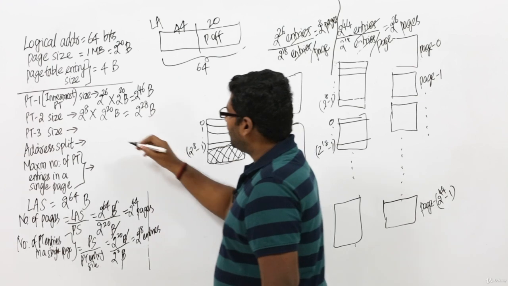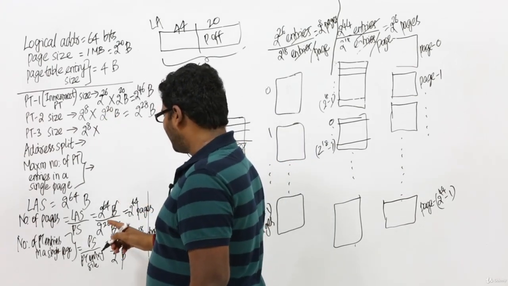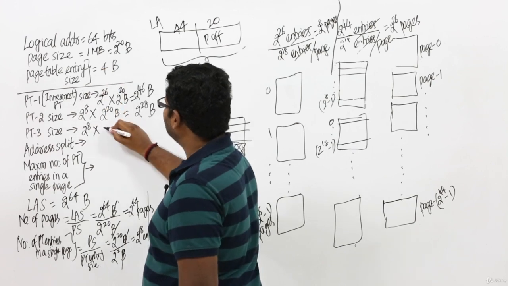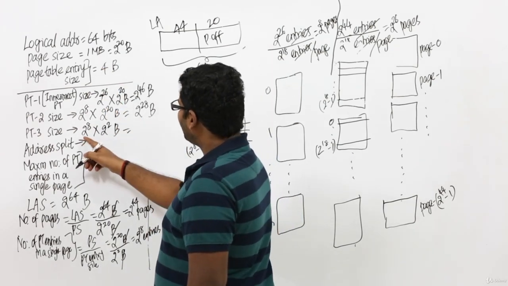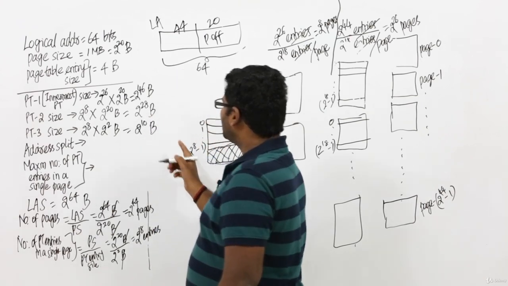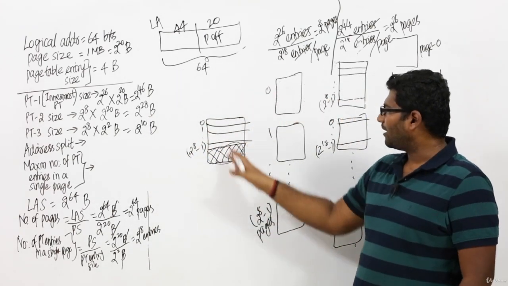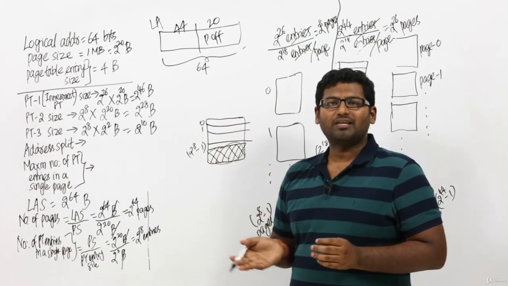We have a total of 2 power 8 entries, fine, and size of a single entry is nothing but 4 bytes. I am writing it as 2 power 2 bytes. So 2 power 8 into 2 power 2 is nothing but 2 power 10 bytes. This is the total size of the page table. I am going to maintain it over here. Fine. So this is how the page tables are created.